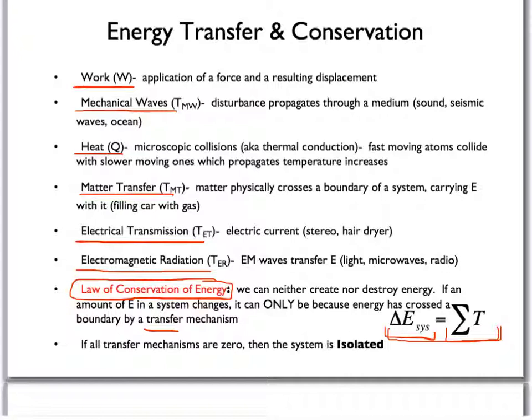When looking at a system, you need to look at all the energy that's being put into the system, as well as all the energy that's being taken out of the system. Now, if all of those transfers sum to 0, then we would call that system isolated. If the sum of the transfers is not equal to 0, that's what we define as a non-isolated system.